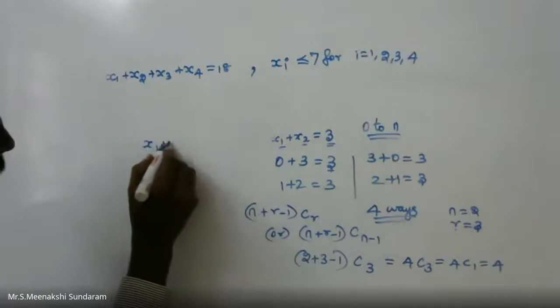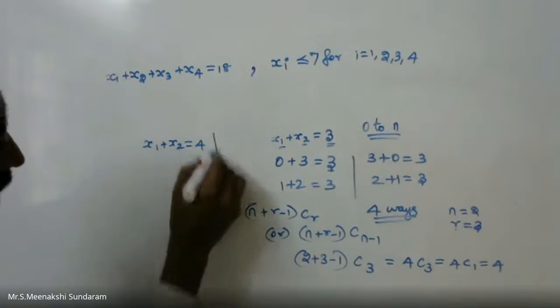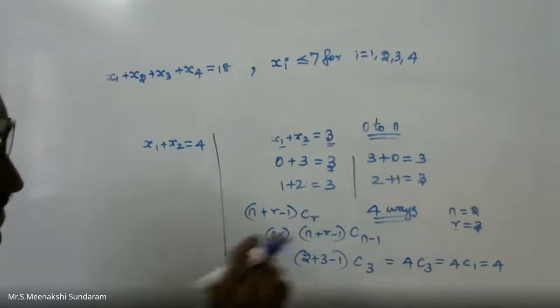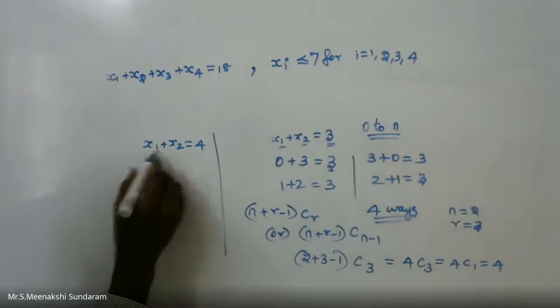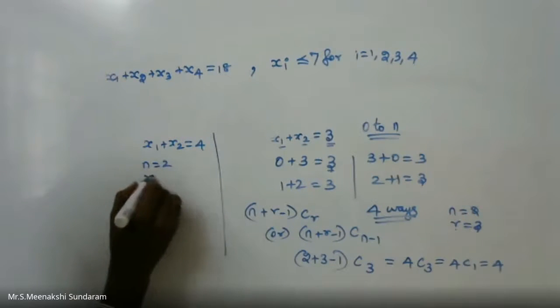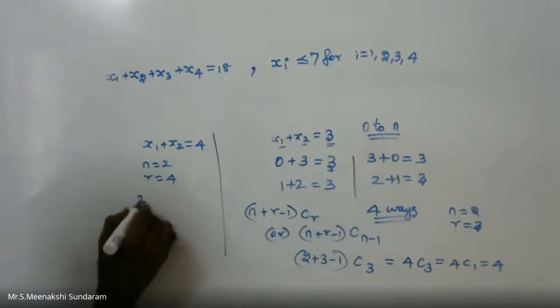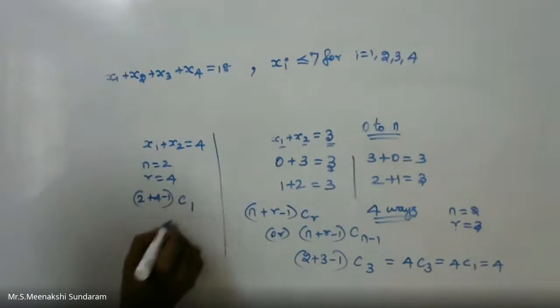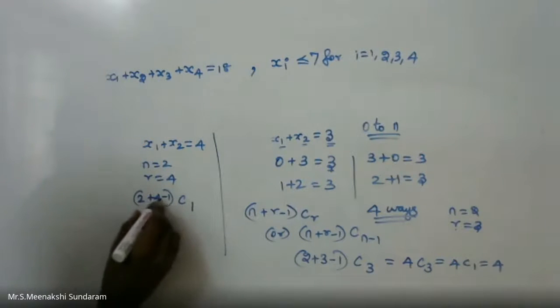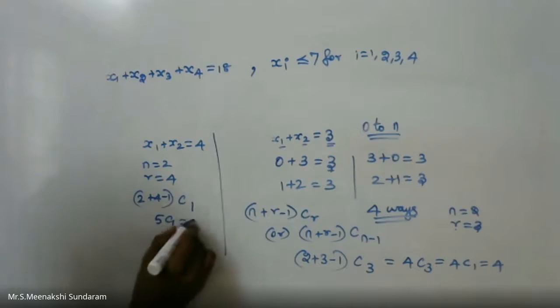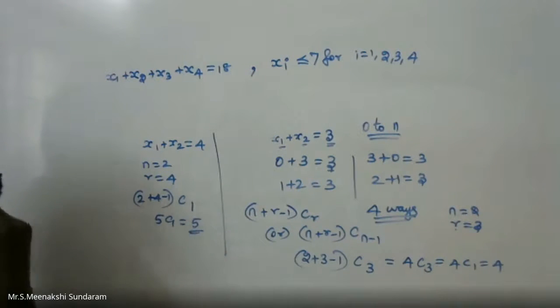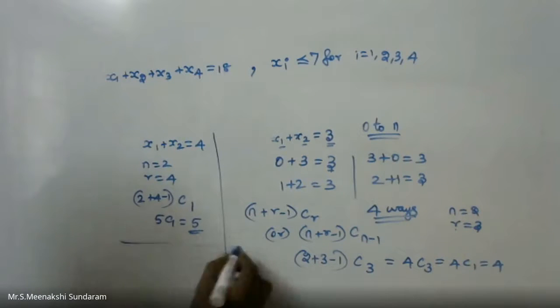Suppose I take it as x1 plus x2 equal to 4. Let me check the answer first. The value of n is 2 and the value of r is 4. By our formula, n plus r minus 1 c n minus 1, that is 6 minus 1, 5c1. So I need 5 ways. Check what are the possibilities.